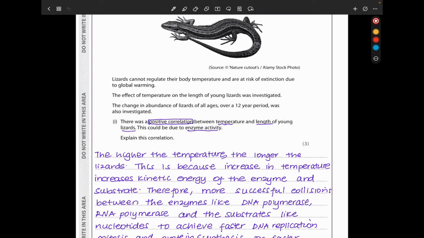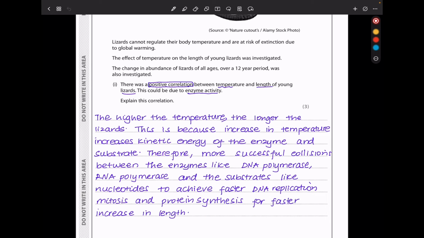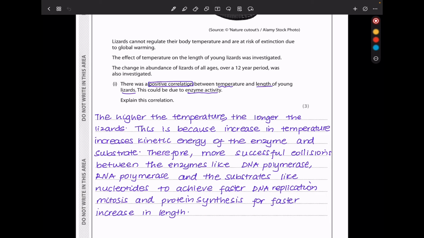There was a positive correlation between temperature and length of young lizards. This could be due to enzyme activity. Explain the correlation. Of course, because it's enzyme related, the higher the temperature, the longer the lizards. This is because increasing temperature increases kinetic energy of the enzymes and the substrate, so there will be more successful collisions between the enzymes and the substrate.